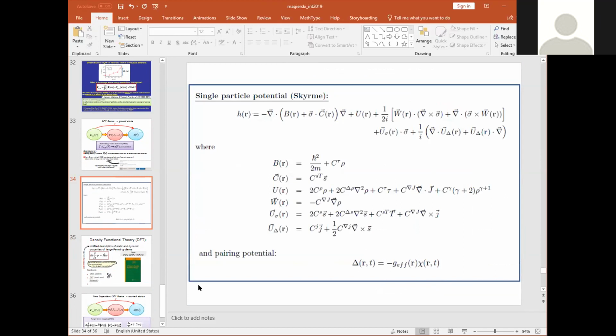Okay, so this is the functional that we are using in the context of nuclear systems, with a spin-orbit term. It has various coefficients that you can see here, and those coefficients can be related to nuclear interaction, right? A convoluted procedure.